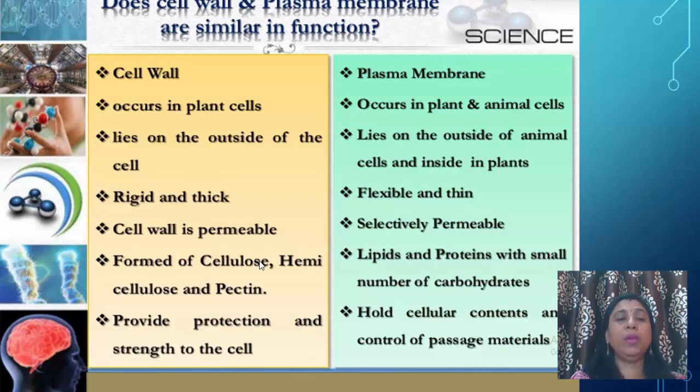Cell wall is permeable, that means it allows everything to come in and go out of the cell, whereas plasma membrane is selectively permeable. Cell wall is formed of cellulose, hemicellulose and pectin, whereas plasma membrane is made up of lipids and proteins with a small amount of carbohydrates. Cell wall provides protection and strength to the cell, whereas plasma membrane holds the cellular contents and controls the passage of materials.